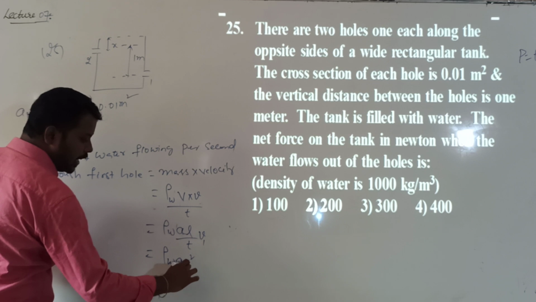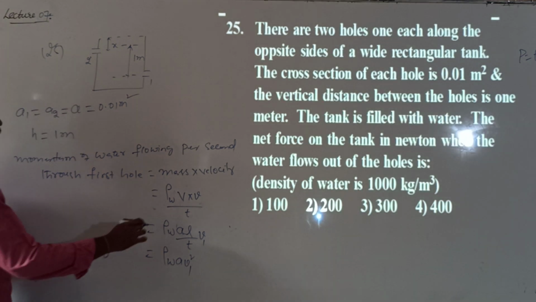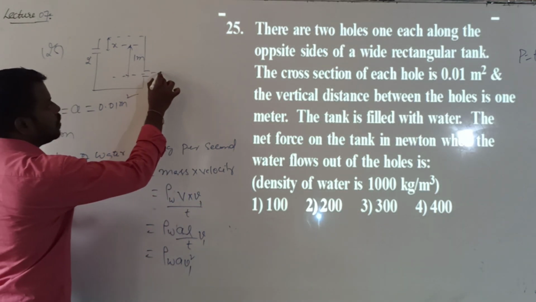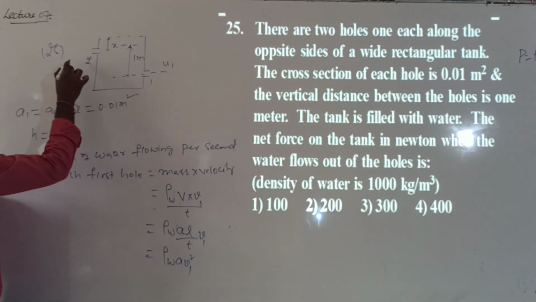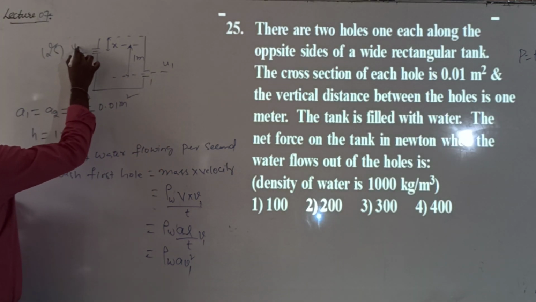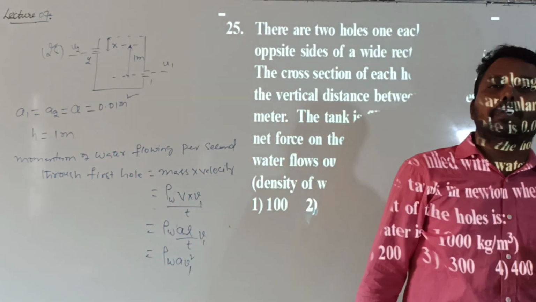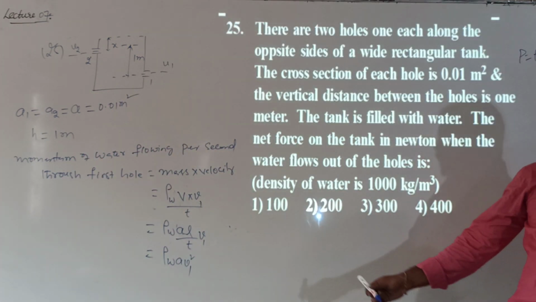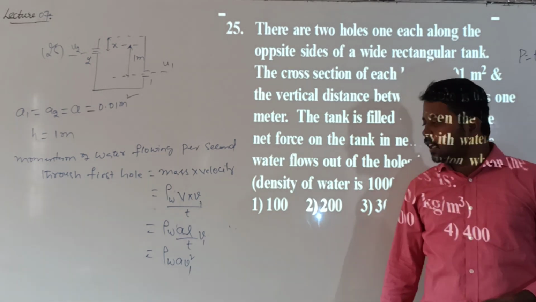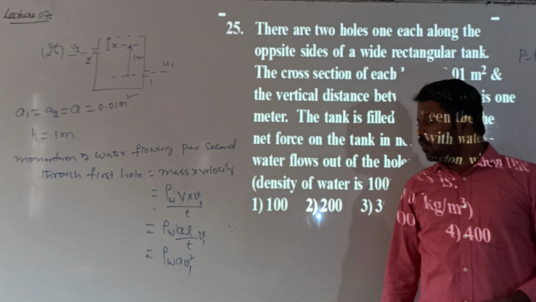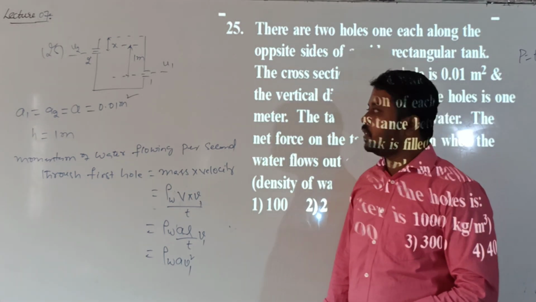Can I call the velocity of water coming through the first hole V1, and the velocity of water coming through the second hole V2? So now, what is the rate of change of momentum of the water coming through the first hole? It is rho W into A into V1 square.